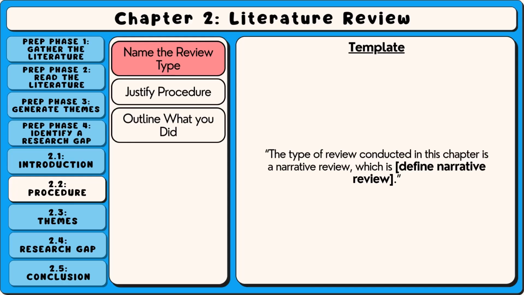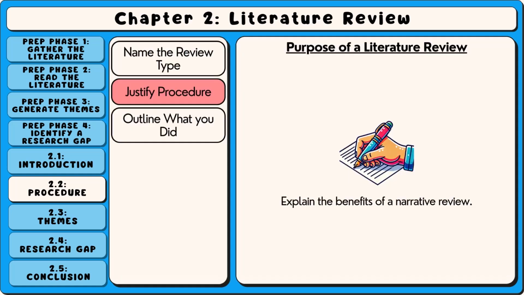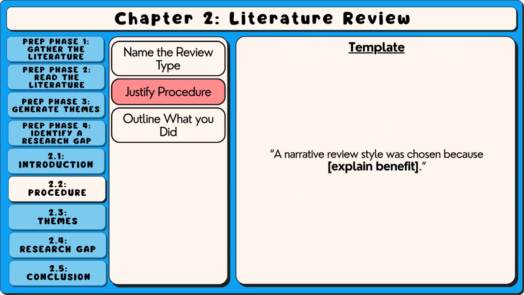So, for naming your review type, here's a template you can follow. The type of review conducted in this chapter is a narrative review, which is, and then you'll define narrative review. Here's what it looks like in our sample. The type of review conducted in this chapter is a narrative review, which is the type of review that is purposeful in selecting important literature for informing a researcher's analysis. The next step is to justify why you chose a narrative review. This would involve explaining the benefits of a narrative review. Here's the template. A narrative review style was chosen because, and then you can explain the benefits of a narrative review.